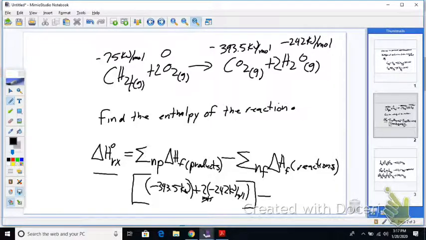Now I'm going to subtract it from the reactant side. Well, all I have is a negative 75, right? So then I'm going to subtract it out from a negative 75 kilojoules per mole. And I only have 1 of them, so I'm just going to go ahead and write it 1. And then that's all I have. So if I want to find the heat of this reaction, then what I'm going to do is take the value of the products minus the value from the reactants. And then that's my answer for the heat of reaction.